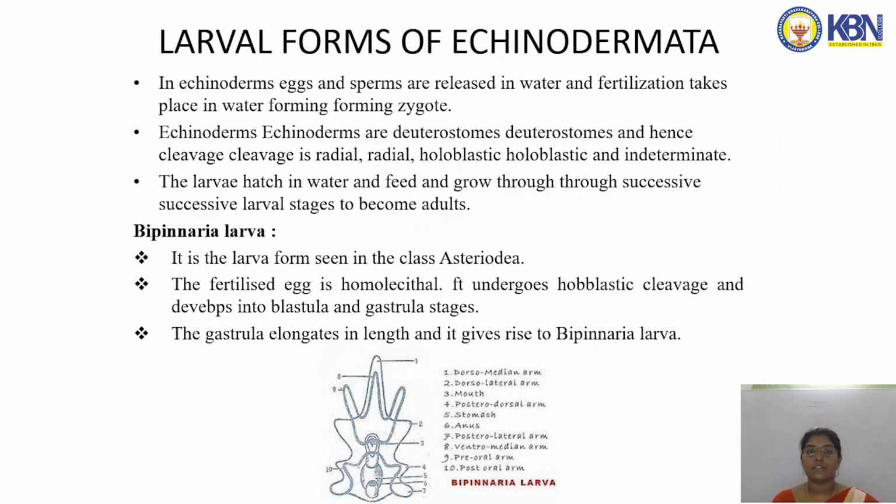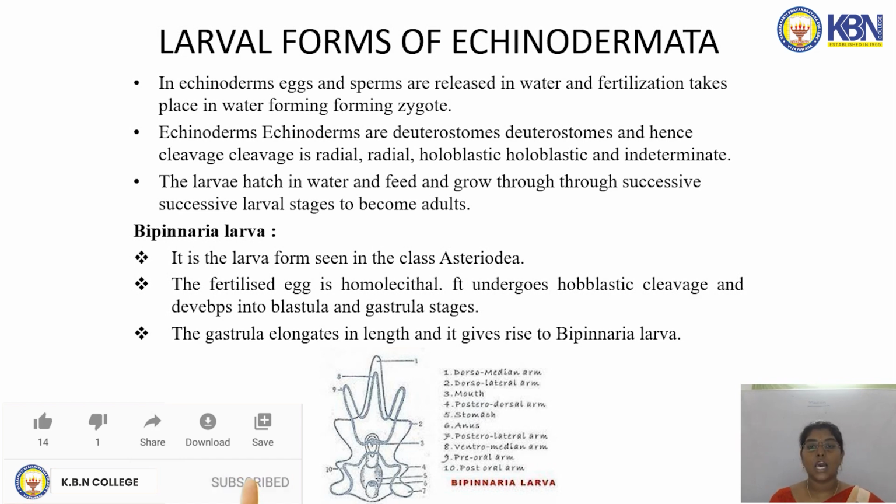Next one, larval forms of Echinodermata. In echinoderms, eggs and sperms are released in water and fertilization takes place in water, forming a zygote. Echinoderms are deuterostomes and hence cleavage is radial, holoblastic and indeterminate. The larvae hatch in water and feed and grow through successive larval stages to become adults.